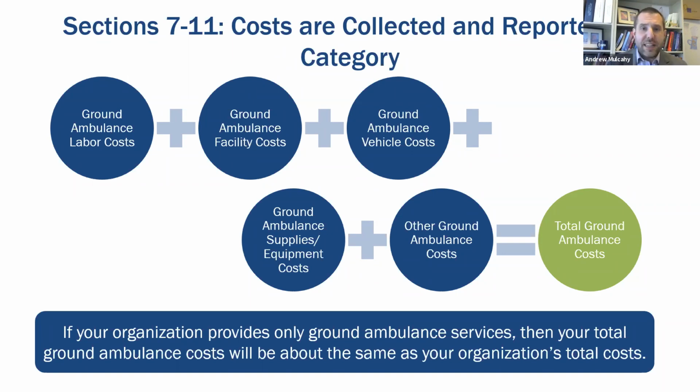So the note at the bottom, I think, is important to think through. If you're a pure play ground ambulance organization, that's what you do, then the sum of what you're reporting in sections 7 through 11 should add up to the total cost you're reporting in section 12. If not, if you have some way to allocate your expenses across ambulance and other services, then think through what share of those total expenses are ambulance. The same relationship holds true, but you have to think a little more narrowly about just your ground ambulance component.